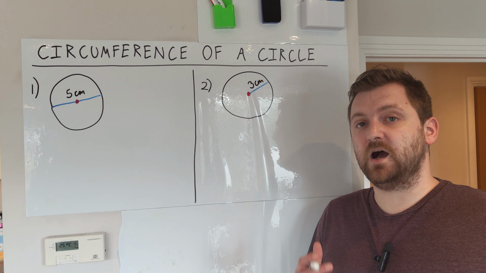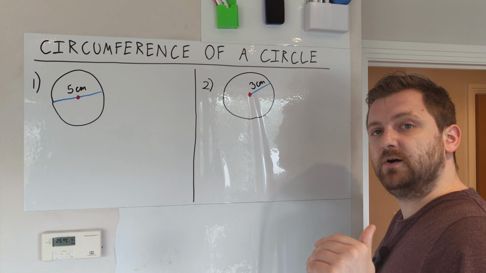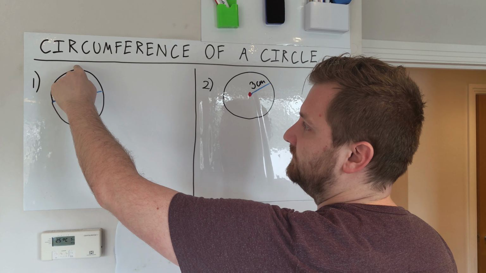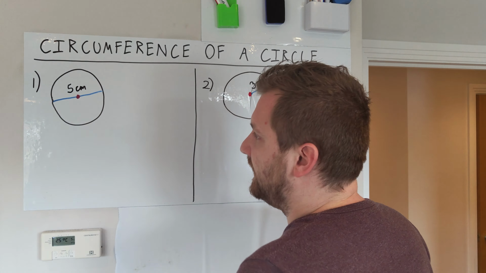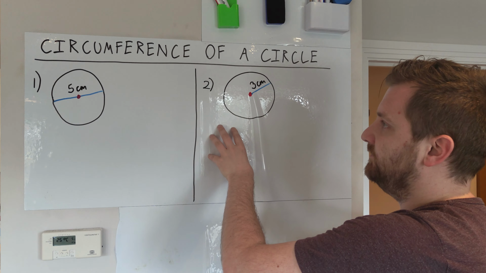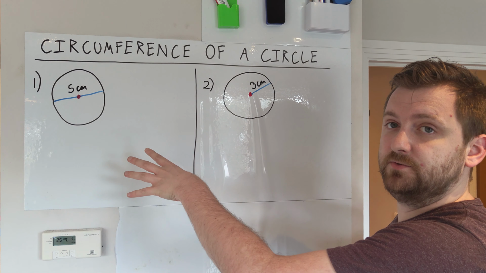Hey everyone, so today I'm going to teach you how to work out the circumference of a circle. If you don't know what the circumference of a circle is, it's basically the distance around the circle, so from like here back up to the top again. In this example we're given the diameter, and in this example we're given the radius, and I'll teach you how to work out the circumference for both examples.